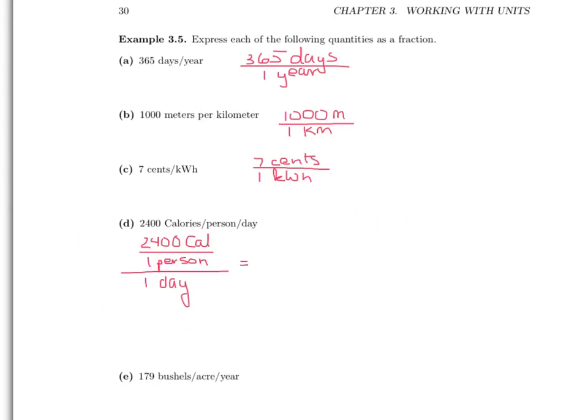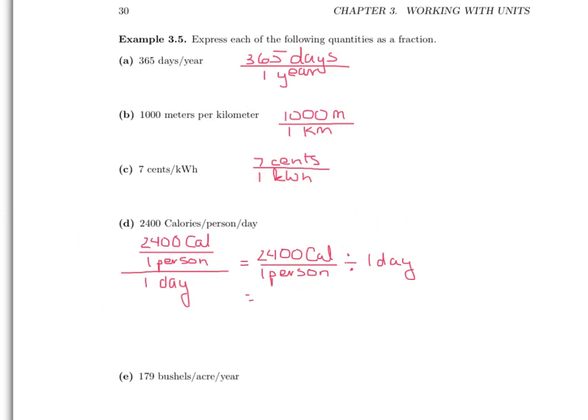Okay, 2,400 calories divided by one person. Now, we're dividing by 1 day. I'm going to go ahead and rewrite it this way. This is just a different way of expressing the same division. The reason I'm writing it this way is because I want to take the next step, which is the following.